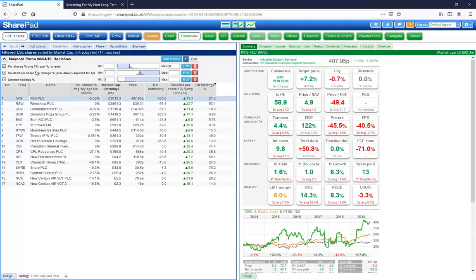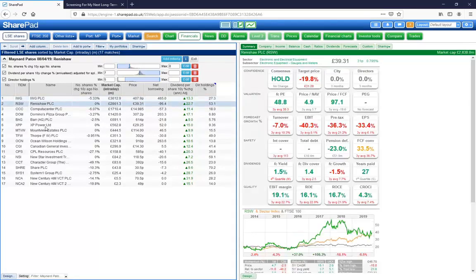Also looking for companies that had increased the dividend over the last 10 years. So not only the directors hold a lot of stock, they've rewarded investors with a rising dividend. A minimum of 7% I've looked for here. And also companies where the share count hasn't increased over the last 10 years. So the directors haven't diluted shareholders by issuing options willy-nilly or issuing shares through acquisitions. So SharePad's returned 17 companies.